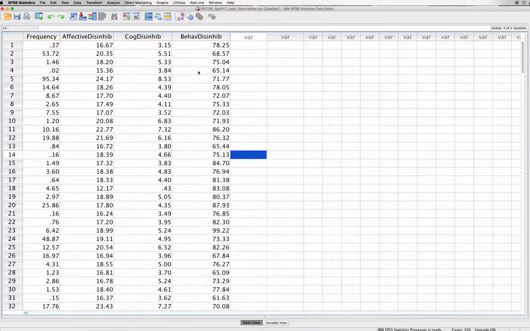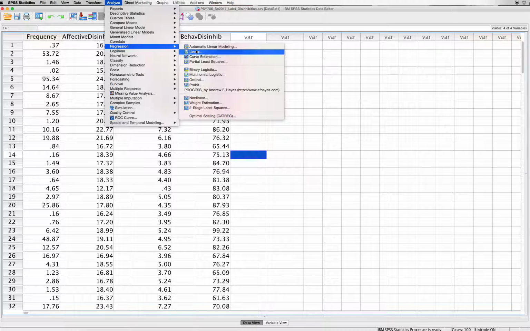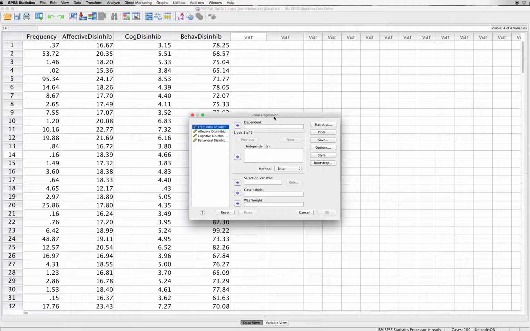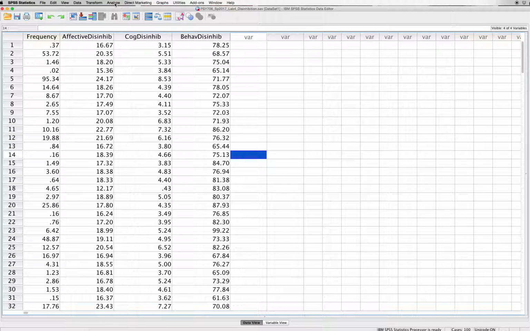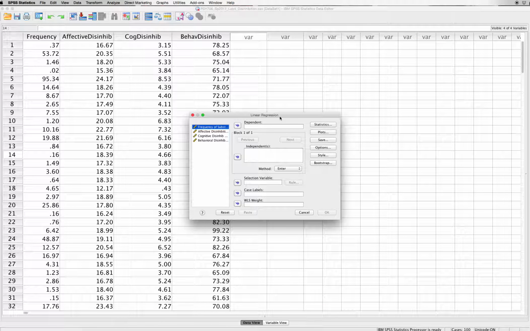To run that analysis, I am going to go to Analyze. You need to remember that when you're talking about regression, especially in these examples today, all of our variables are continuous. So we'll go to Analyze, Regression, and Linear. Once we get there, we add our dependent variable in the dependent box and the IV that we want to test in the independent variable box.